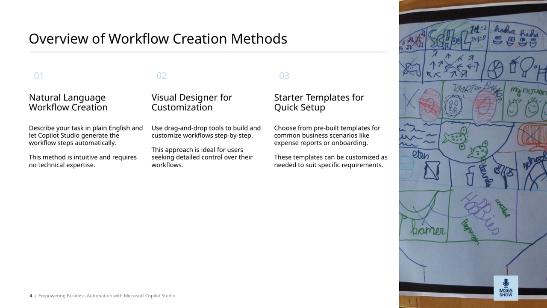Next, there's the starter templates approach, which is all about quick setup. You can use intuitive drag-and-drop tools to build and tailor your workflows step by step. This method is ideal if you want detailed control and a hands-on approach to designing your automation. Finally, we have the visual designer for customization. Here, you simply describe your task in plain English, and Copilot Studio automatically generates the workflow steps for you. It's an incredibly intuitive process that requires no technical background, making automation accessible to everyone. Together, these options highlight the versatility of Copilot Studio, empowering you to create workflows that match your skill level and business requirements.